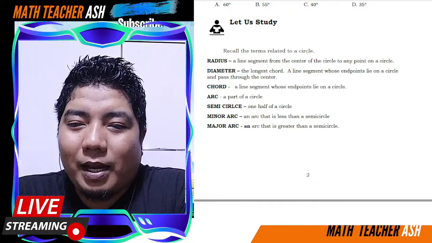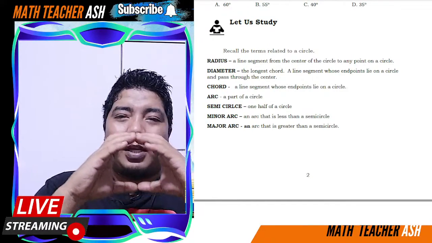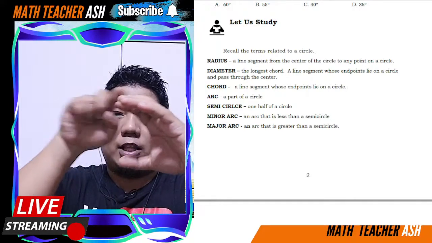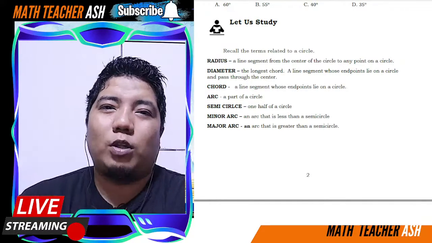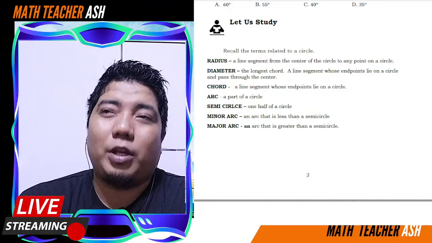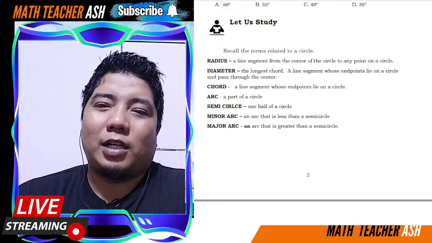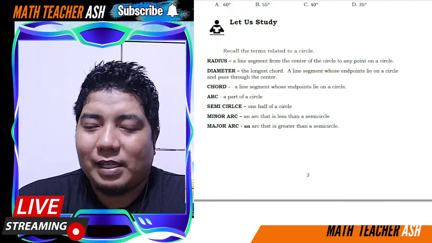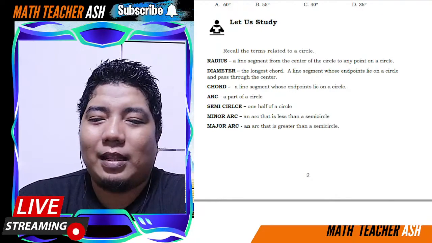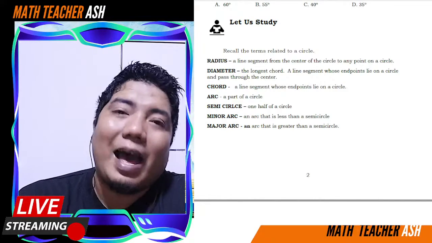Okay, arc naman ang tawag sa part ng circle. So if ever this is your circle, my dear math learners, that curve like there, that is what we call the arc. Okay, so ang arc ay pwedeng maging malaki, pwedeng maging sobrang laki, at pwedeng katamtaman lang ang laki. So these are the different arcs. We have the semicircle, the minor arc, and the major arc. Semicircle is the arc in which it is half of the circle.